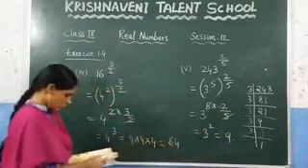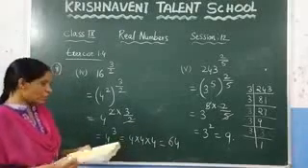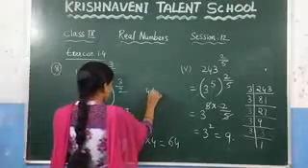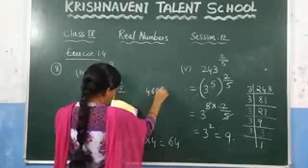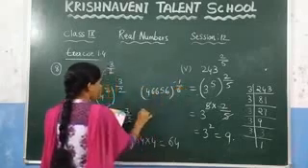And one more question is there that you can do as homework. What is that question given here? 64 by 625 whole power minus 1 by 6. Just I will explain.